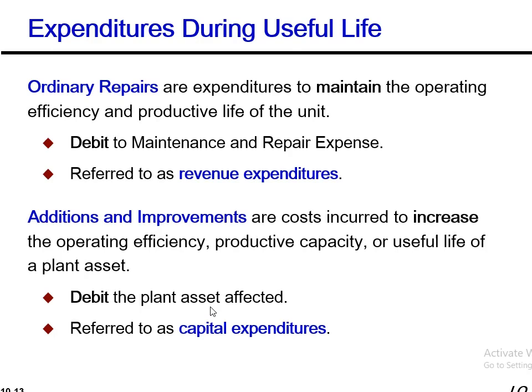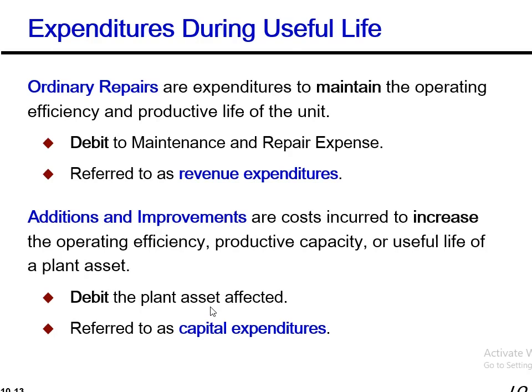Now, since we are talking about equipment, equipment needs repair and maintenance. Why do we do repair and maintenance? Because we want to maintain its operating efficiency and we want to use it throughout its productive life. So these ordinary repairs are needed. They are regular in nature. If you don't do ordinary repairs, the asset will not be maintained and its production efficiency will be affected.